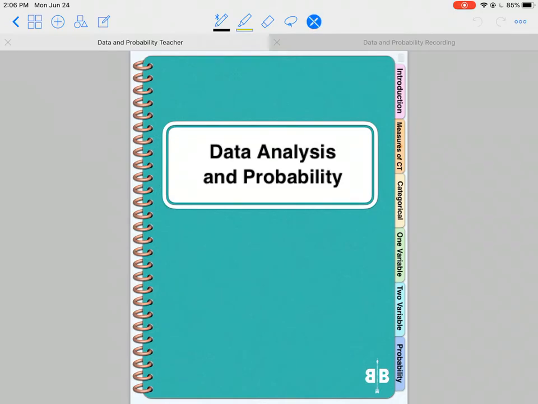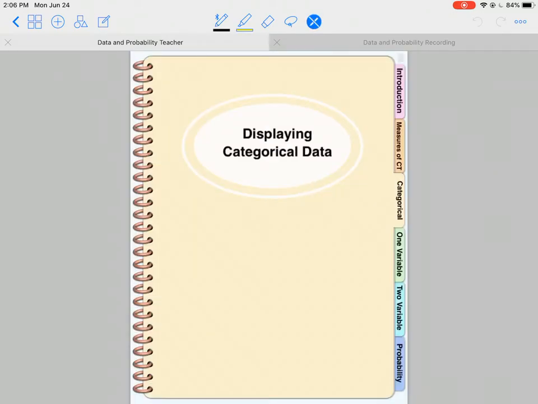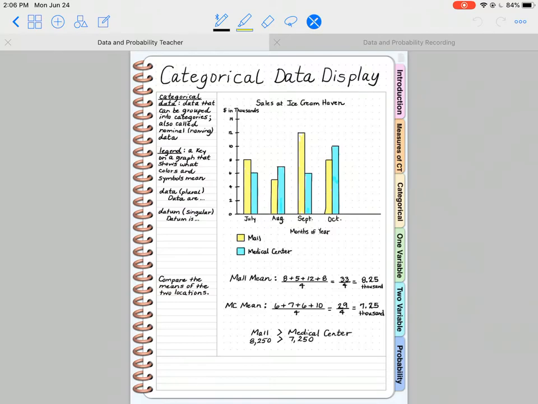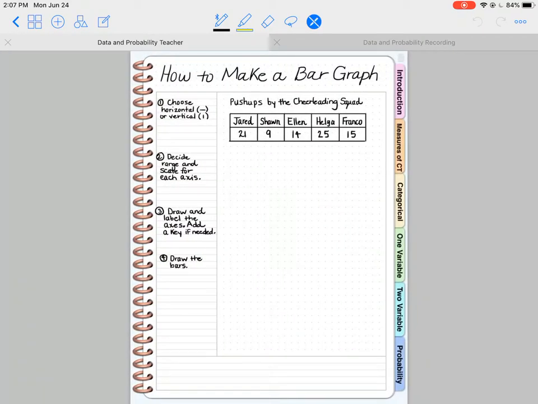So I'm going to go over to my categorical section and recall that categorical data is data that I can put into categories or groups. And remember, we looked at ice cream sales for 2 locations at a medical center and a mall. And then in the next example, I'm going to show you how to make a bar graph step by step. This is also just to give you another example and do some practice with this.